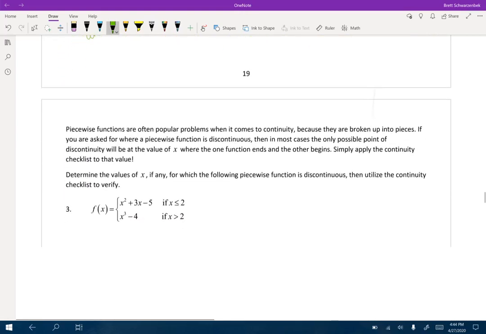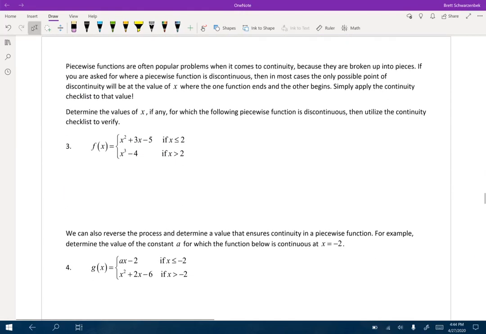Alright, so let's return to piecewise functions. So remember, piecewise functions look like this right here.